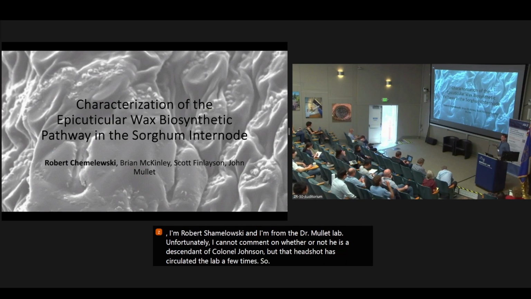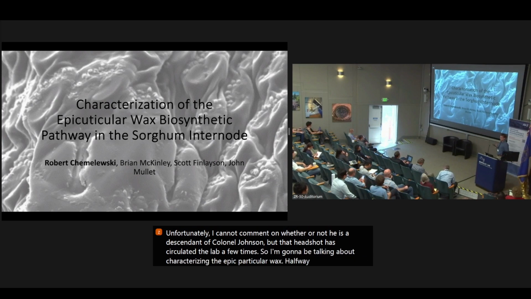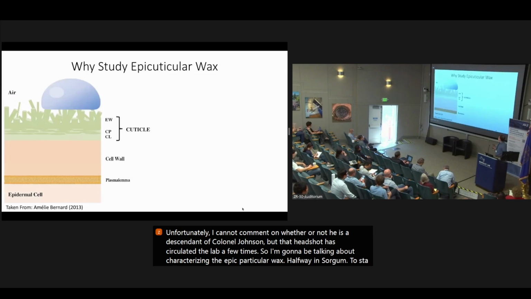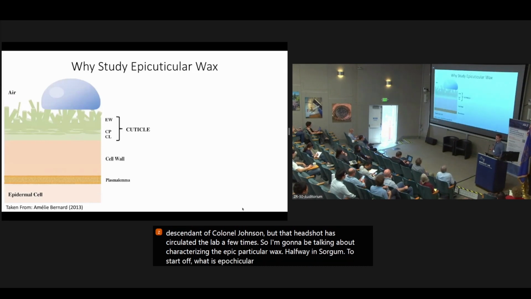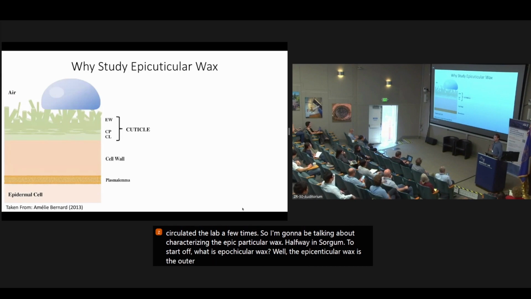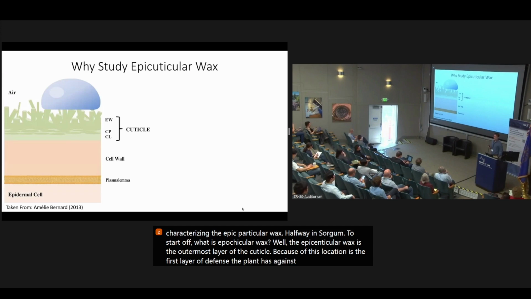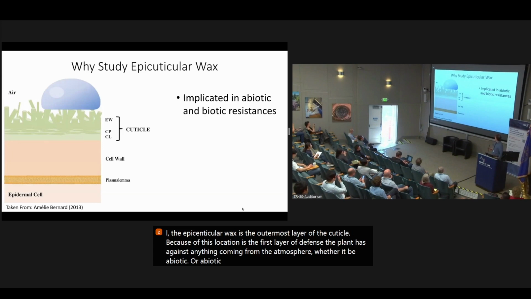So I'm going to be talking about characterizing the epicuticular wax pathway in sorghum. To start off, what is epicuticular wax? Well, the epicuticular wax is the outermost layer of the cuticle. Because of this location, it is the first layer of defense the plant has against anything coming from the atmosphere, whether it be a biotic or abiotic threat.